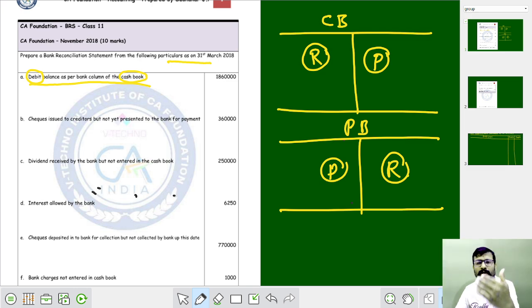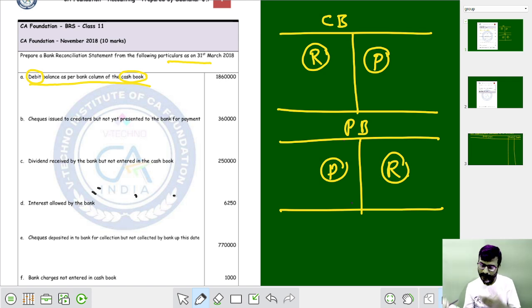When there is an undercast, it is to be entered on the same side in order to increase it. If it is an overcast, we have to enter it on the opposite side so that it gets balanced. That is the main basic concept in BRS.